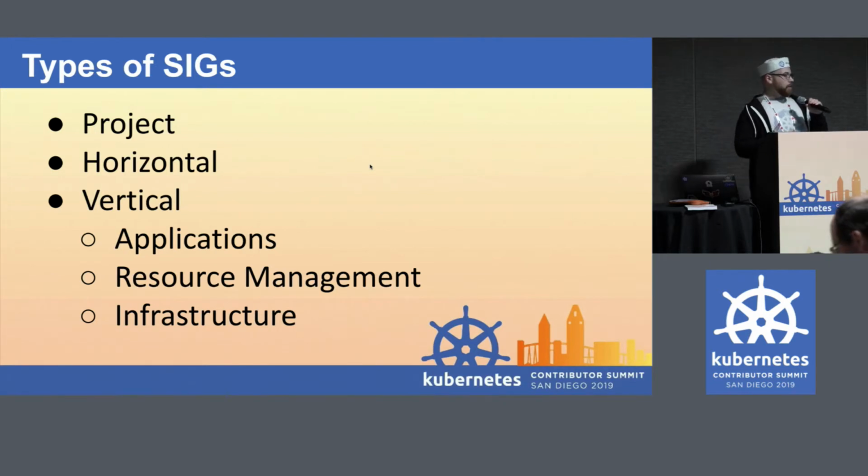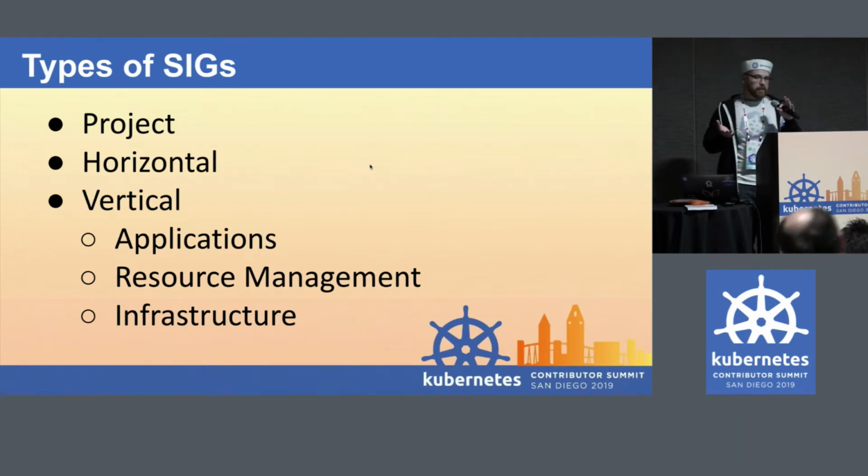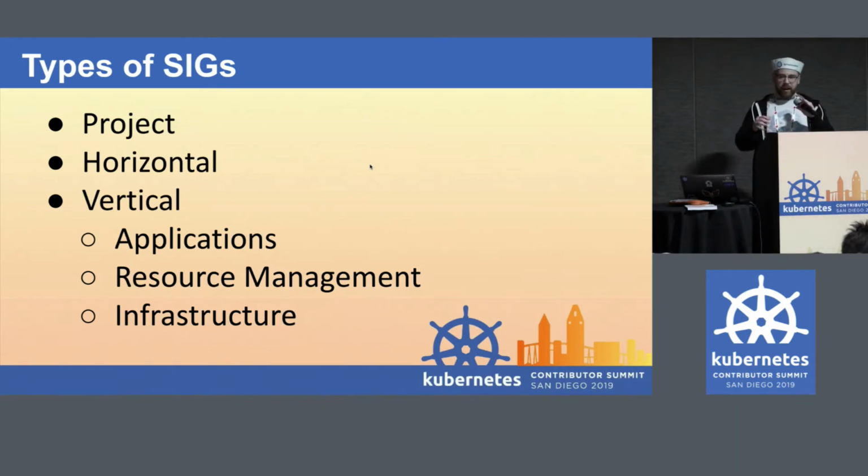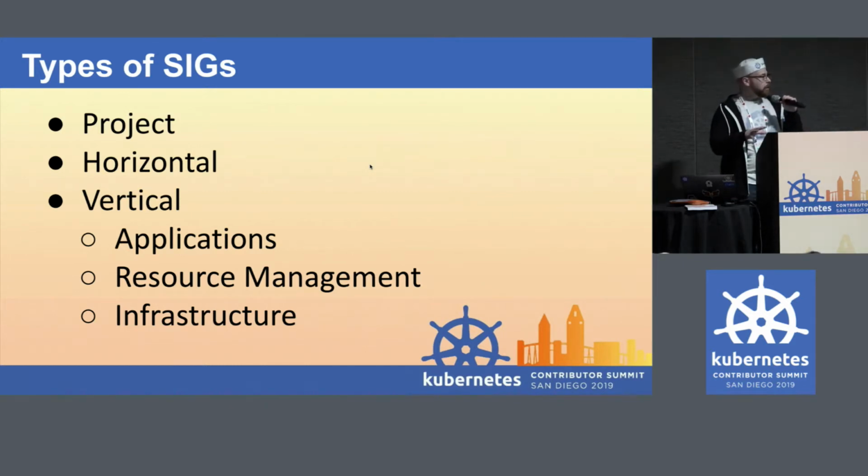There are actually several different types of SIGs. We don't have an actual designation, like this isn't a specific type, but they all sort of handle specific areas, and these can be broken down into a couple different types. There's project-wide, horizontal, and vertical groups, and the vertical ones can be broken down a little bit further into apps, resource management, and infrastructure.